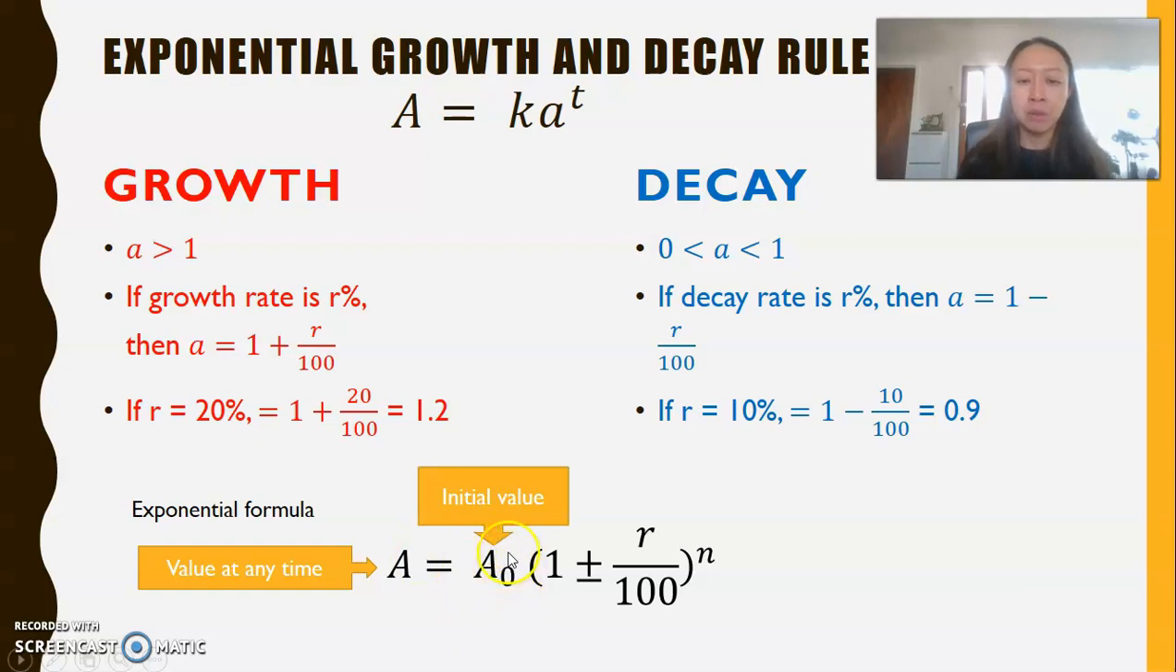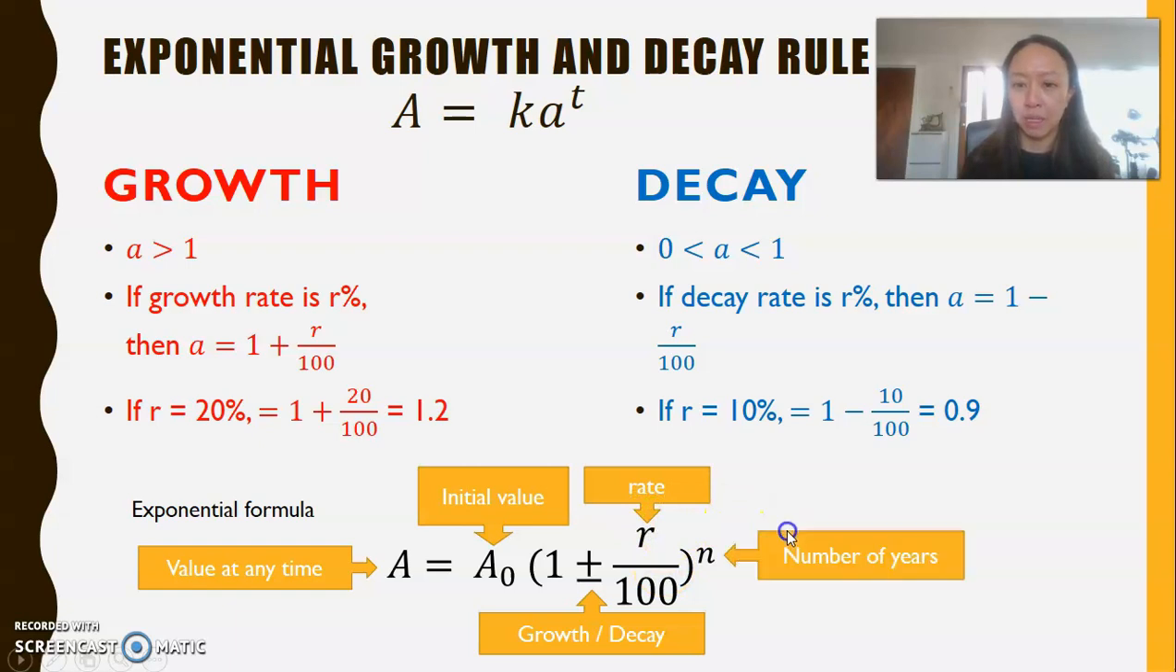So a0 is an initial value. We always multiply the initial value by the growth or decay. If it is a growth, we always have to remember to add the rate of growth. If it is a decay, we have to subtract. And r will always be the rate, and we always have to convert it into a decimal.